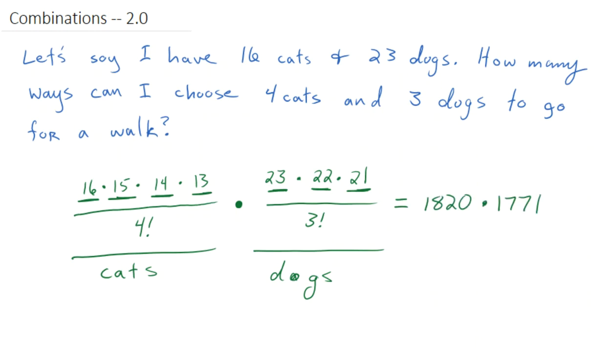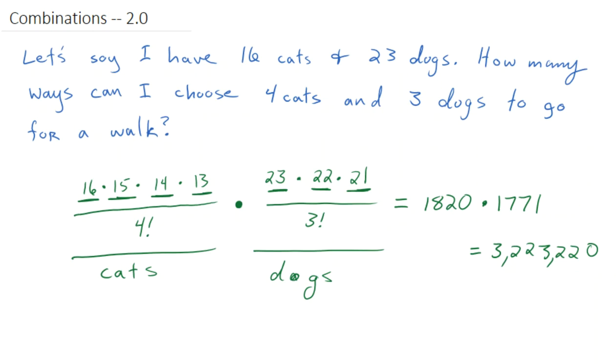So when I do the cats, I get 1,820 options for that. When I do the dogs, I get 1,771 options for that. And then multiplying all that together, I get 3,223,220, which is something of a fun number there.